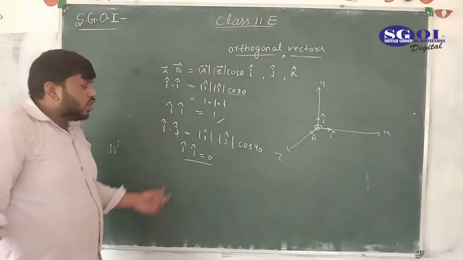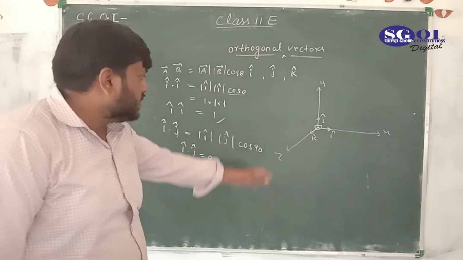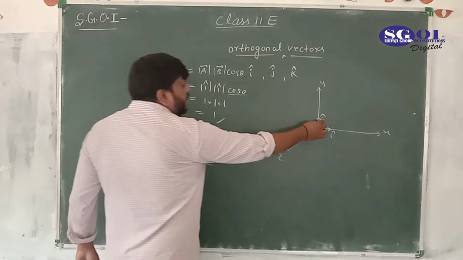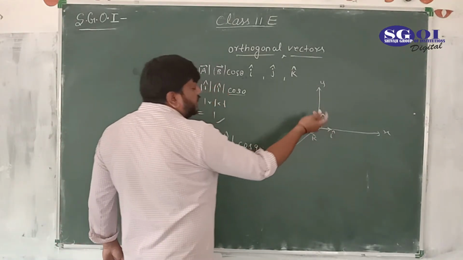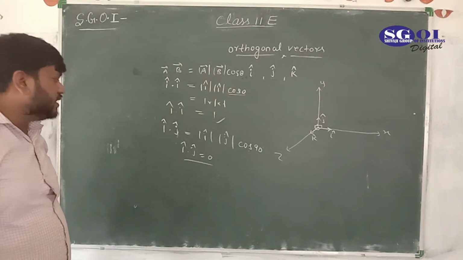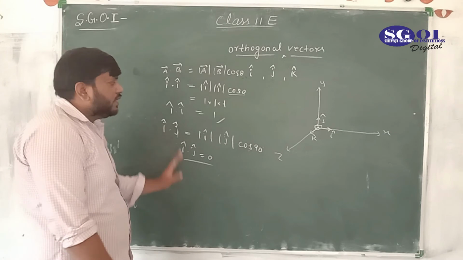This means the dot product of two different unit vectors i, j and k is 0. So the resultant of j dot k is 0, k dot i is 0, i dot j is 0. All the products of different unit vectors in this case are 0. I think you will get this concept.